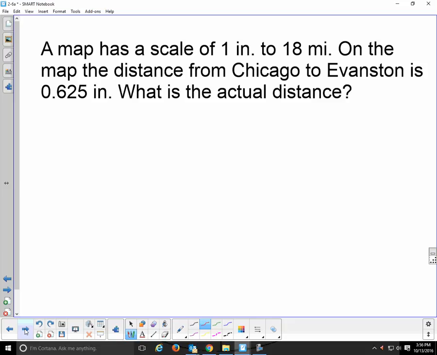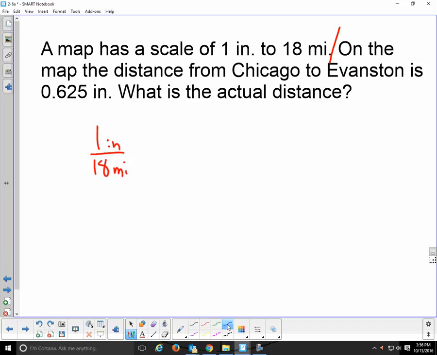A map. We like maps. Helps us find our way. And so a map has a scale of 1 inch to 18 miles. We're going to stop right there. That's a scale. That's a rate. I've got a rate, 1 inch compared to 18 miles. That's a rate that we can work with. On the map, the distance from Chicago to Evanston is 0.625 inches. Now, of course, the actual distance is not going to be 7/8 of an inch. That's not how far apart Chicago and Evanston are in the real world. So we have to figure out what the actual distance is.